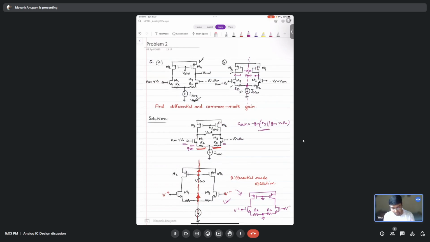I'm not asking that. I'm asking what will happen to this terminal in the differential mode equivalent. In common mode, you said that this will be open circuit here and this will simply hang, correct? Yes, but I'm asking what will happen to this terminal in the differential mode equivalent. The change is not visible. I'm asking about this. Okay, fine. What will happen to it in the differential mode?